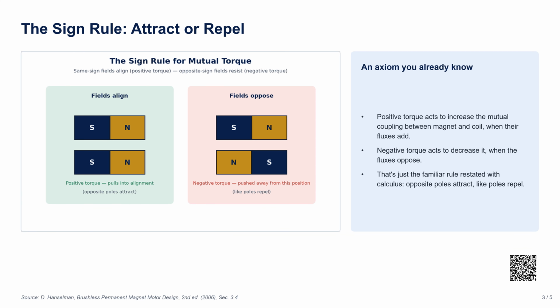There's a beautifully simple sign rule underneath all of this, and you already know it intuitively. Positive torque acts to increase the mutual coupling between a magnet and a coil whenever their fluxes add together. Negative torque acts to decrease that coupling whenever the fluxes oppose each other. Strip away the calculus, and this is just the oldest axiom in magnetism restated with precision: opposite poles attract, like poles repel. Every alignment torque calculation you'll ever do in motor design traces back to this one rule, playing out between the rotor's magnet poles and the field produced by the stator's current-carrying coils.